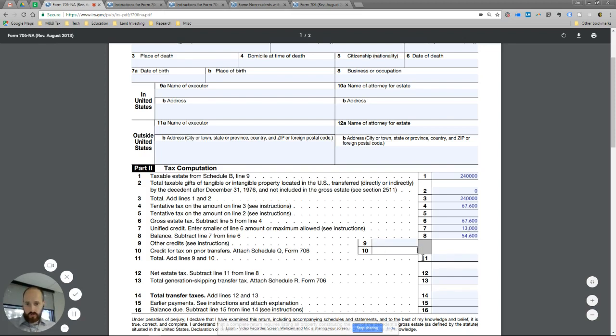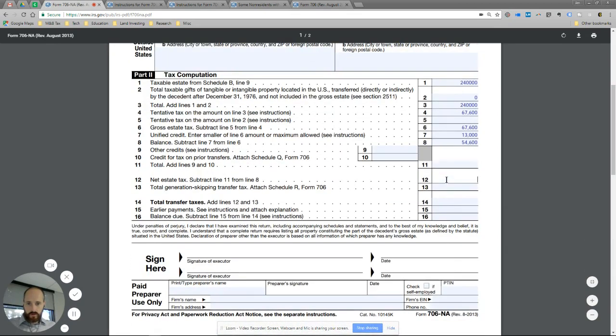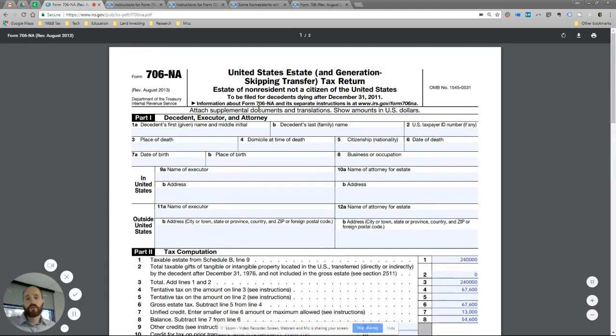You have to see the instructions. Credit on prior transfer taxes. Net estate tax, 11 from 8. So we have 54,600. Total transfer tax, 54,600. And that's basically it. Again, you're going to have to read through the instructions and see the additional details.